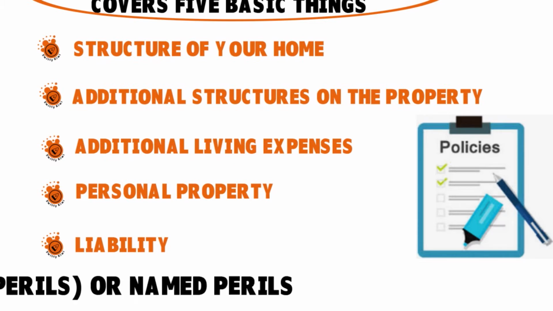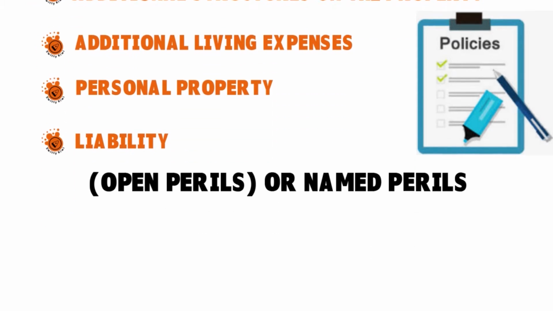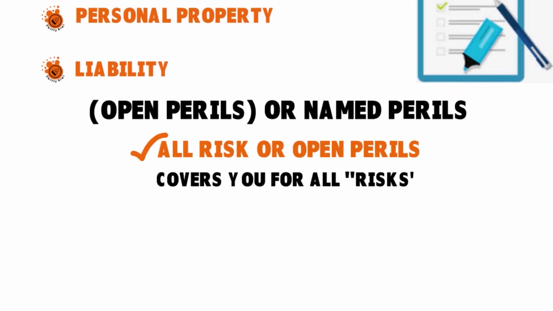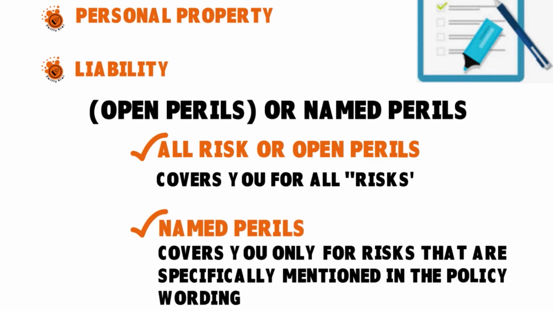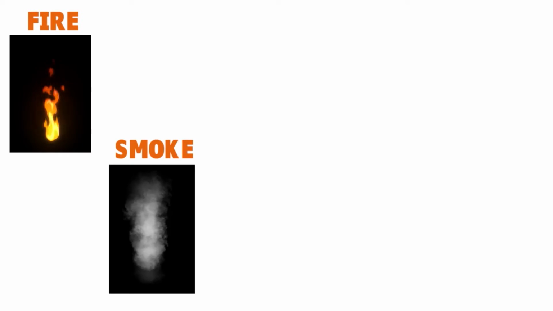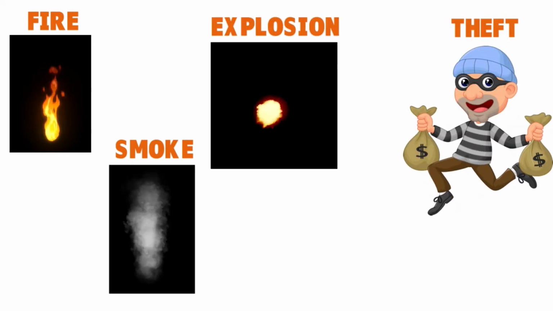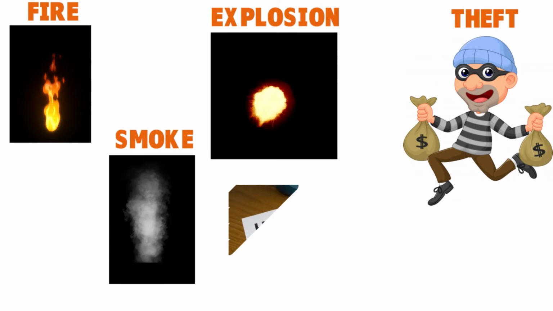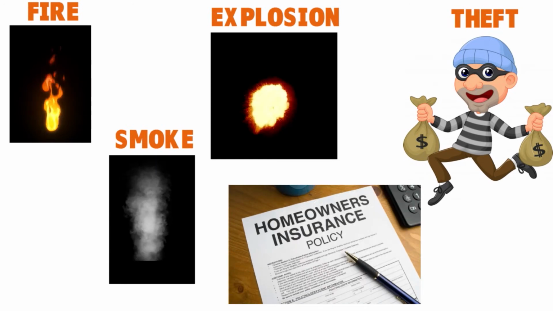Depending on the policy you choose, your personal property and building will be covered for all risk, I'm talking about open perils or named perils. All risk or open perils covers you for all risk, things that can go wrong and that cause a claim, as long as they are not excluded in the policy wording. Named perils cover you only for risks that are specifically mentioned in the policy wording, such as fire, smoke, explosion, or theft.